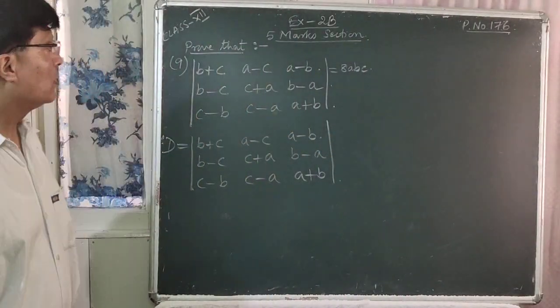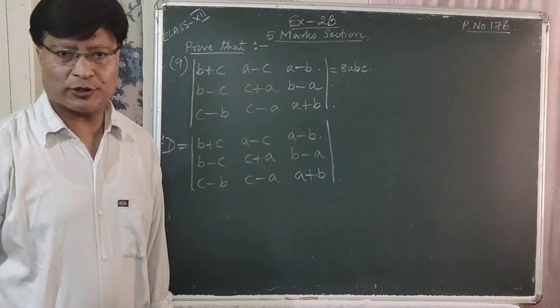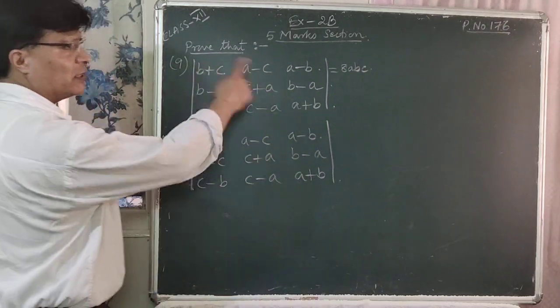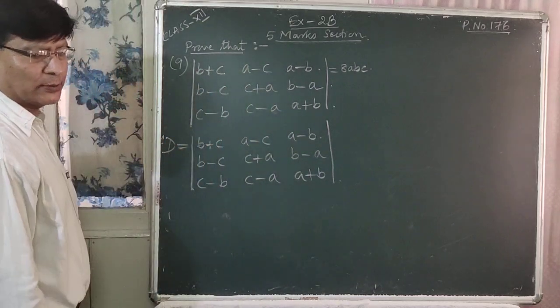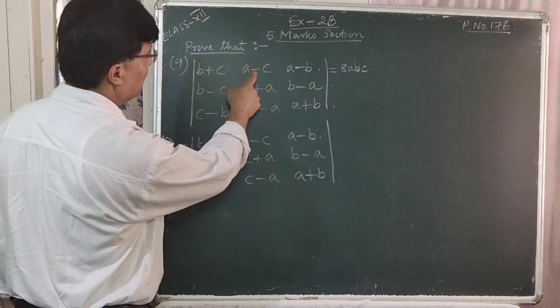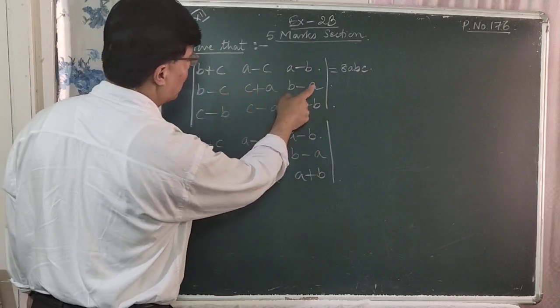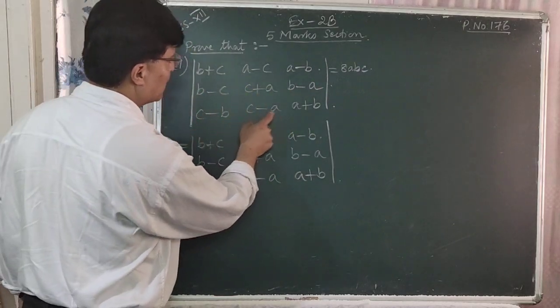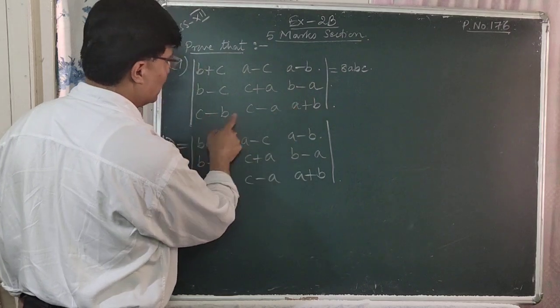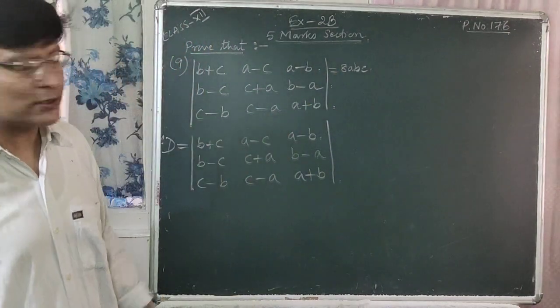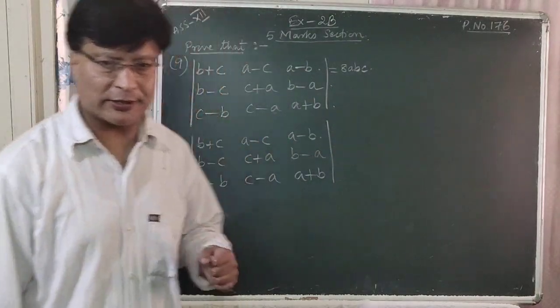So now we will do the next question, that is question number 9. You have to prove that the third order determinant with rows (b plus c, a minus c, a minus b), (b minus c, c plus a, b minus a), (c minus b, c minus a, a plus b) is equal to 8abc. You have to prove this, LHS is equal to RHS.